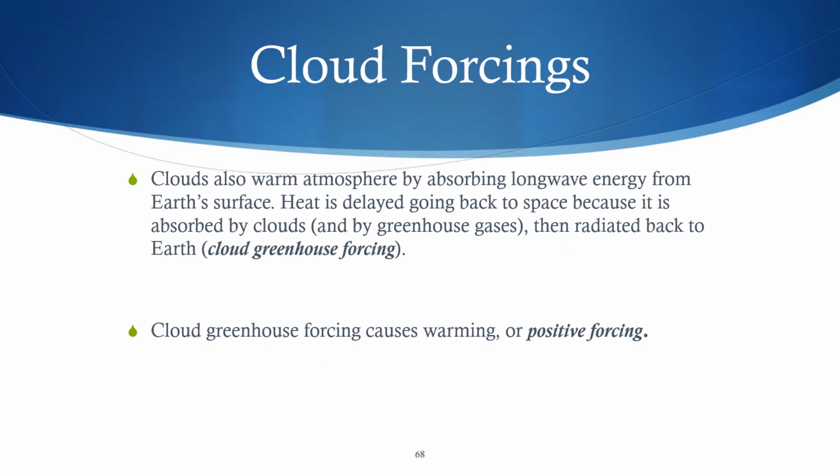That was cloud cooling. Clouds can also warm the atmosphere, and they do this by absorbing that long wave energy that's coming from Earth's surface. As that long wave energy is going up from the surface towards space, it's intercepted by the clouds, and because they're water vapor, remember, they're really good at absorbing heat. They absorb that heat along with the other greenhouse gases in the atmosphere, and then they re-radiate it back down to Earth, adding to the warmth. We call this the cloud greenhouse forcing. This is a warming process, and it is a positive forcing.